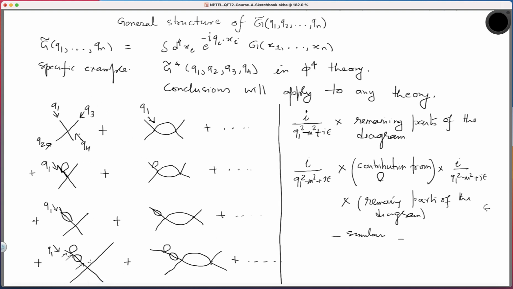Now, if you sum up the first column, you can factor out I over Q1 square, and you can factor out the remaining parts of the diagram, okay? Because the way I have organized, all these four diagrams have identical contribution for the remaining parts of the diagram which I have written here. Now, look at this second column. It has the same structure. That's how I have arranged everything. The only difference is that the remaining parts of the diagram here is different compared to the first column. But other than that, what happens on these external legs is identical.